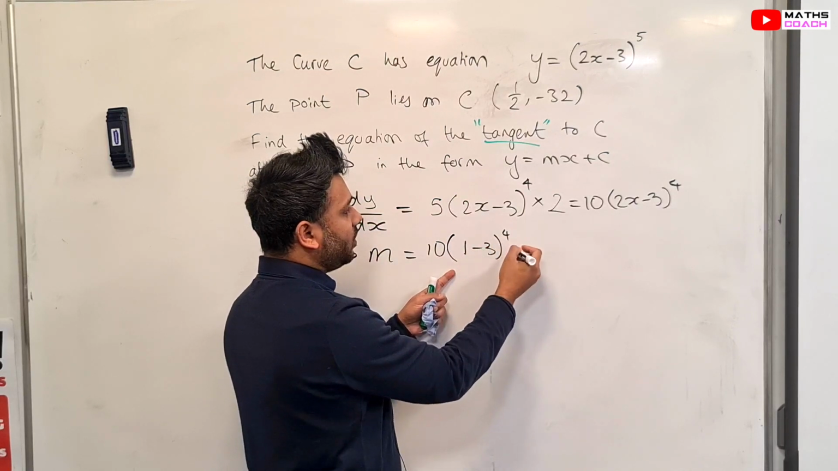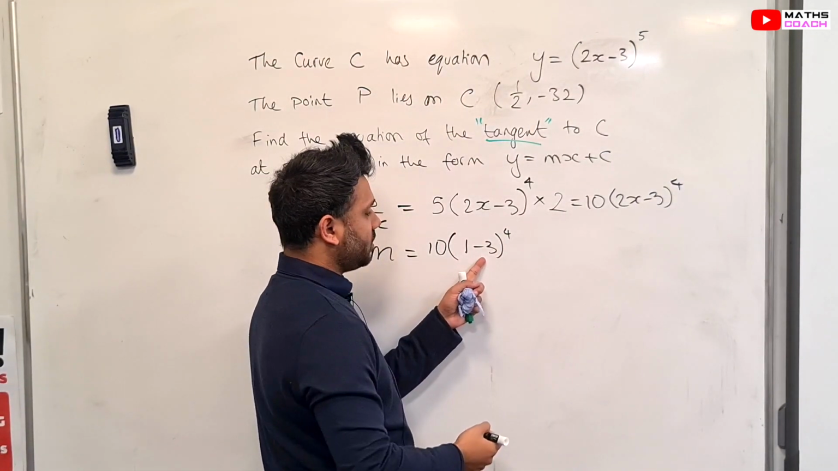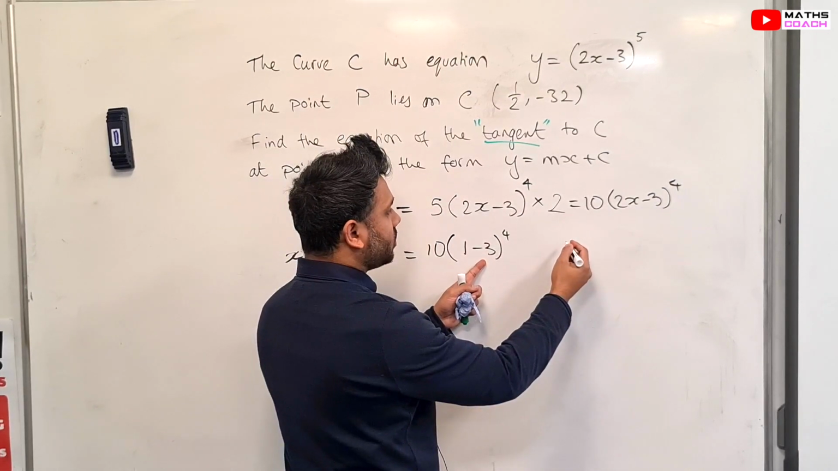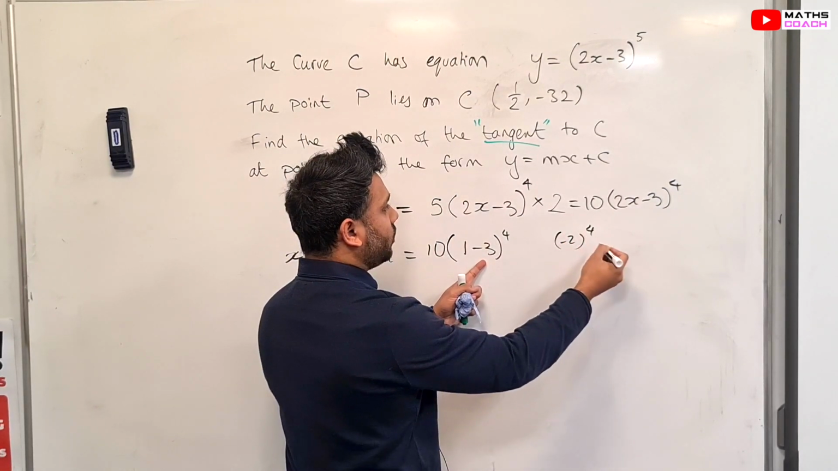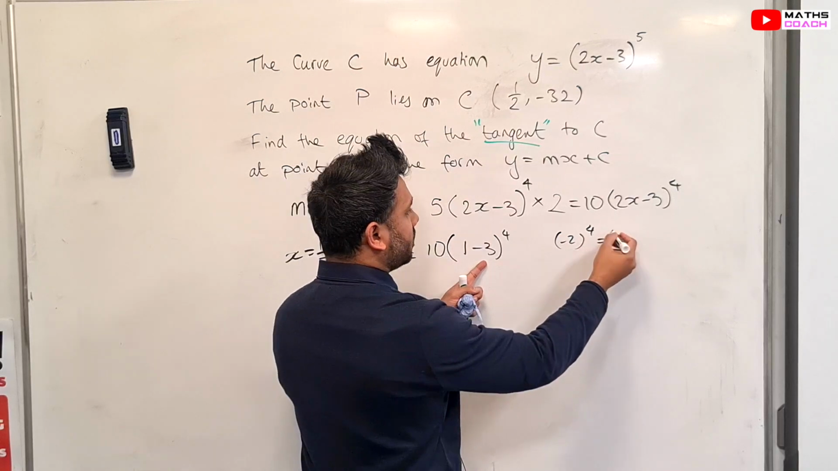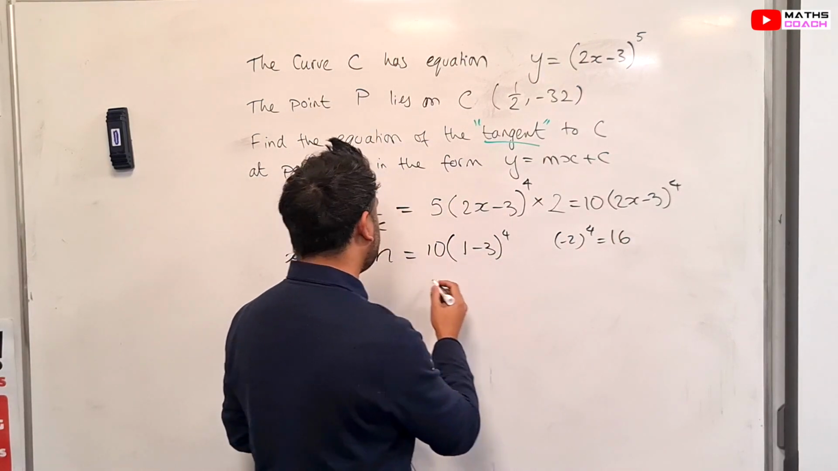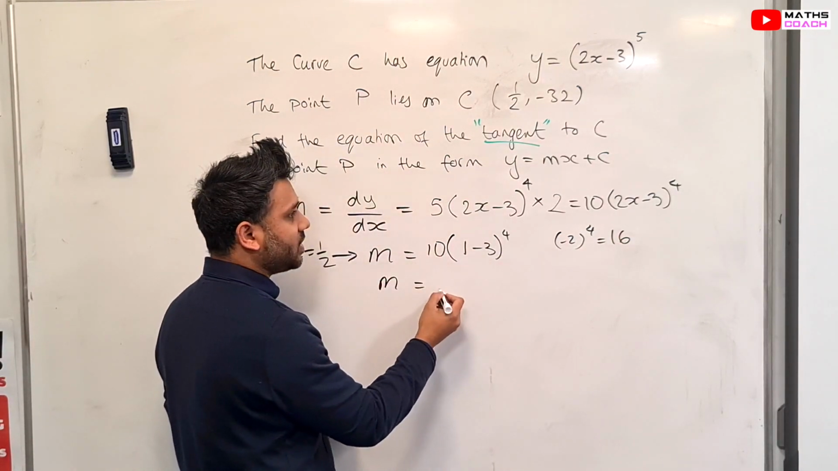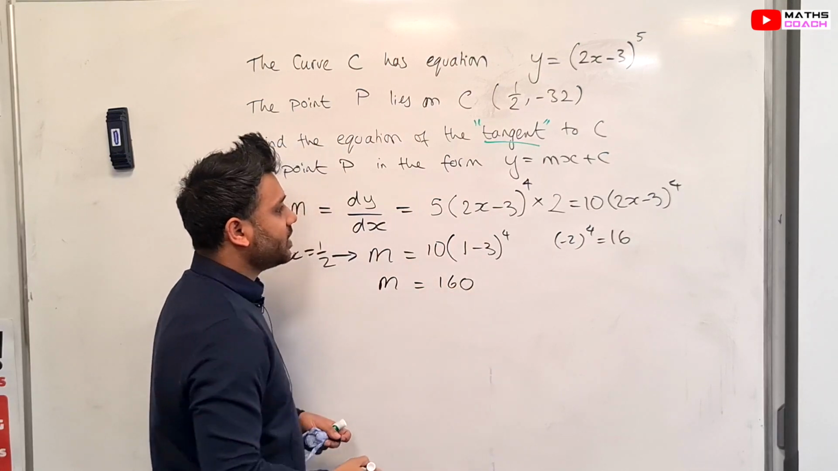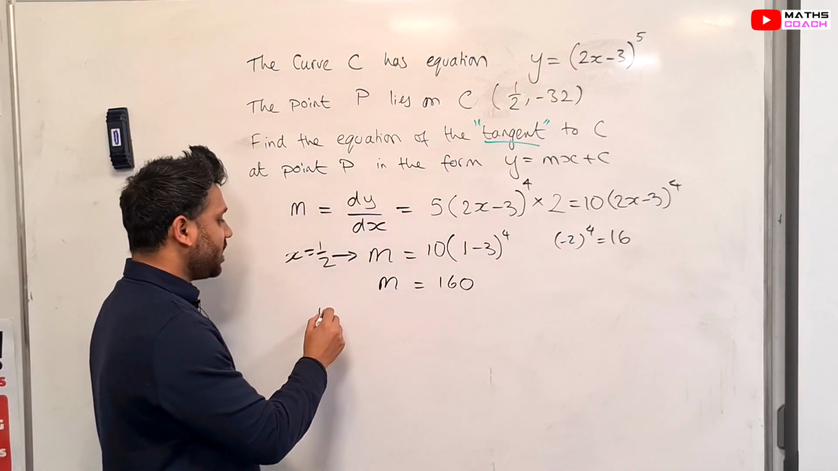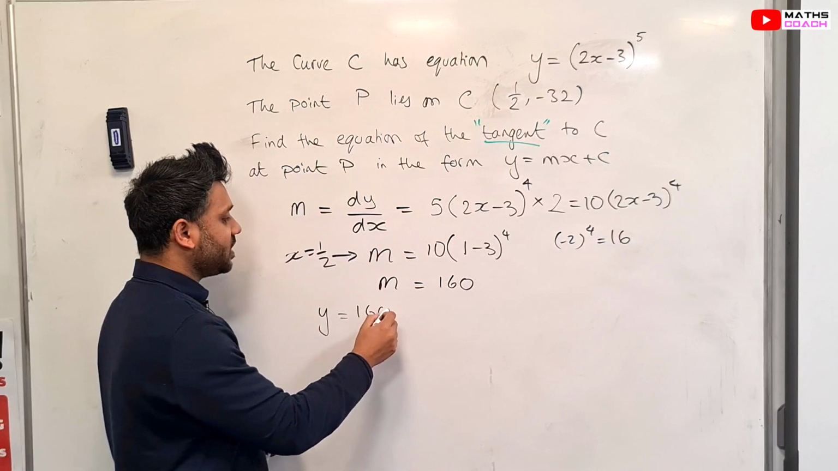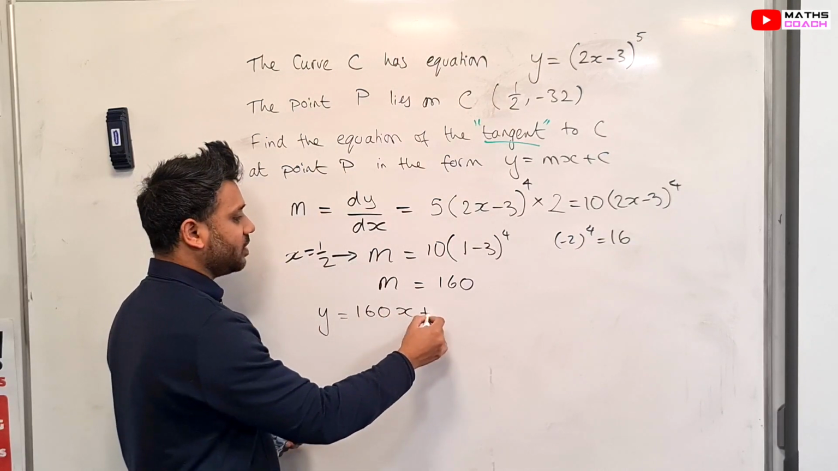to the power 4. Let's work out what this is. So 1 minus 3 is minus 2. Minus 2 to the power of 4 equals, 2 times 2 is 4, that gives you positive 16, and 16 times 10. So the gradient of the tangent is 160. Therefore, we could say that y is equal to 160x plus c.